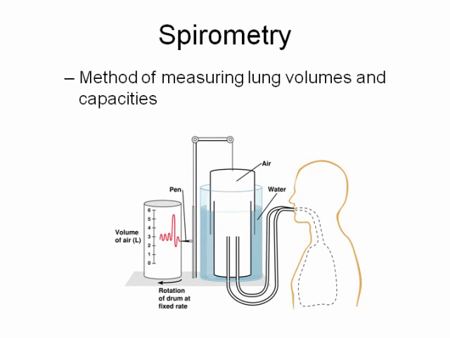And the upper bell is suspended by this string on a pulley, which is attached to a pen. So as it moves up and down, the pen moves up and down. And of course, this bell moves up and down as lung volume increases and decreases during breathing. So what we see here is a pen tracing showing changes in lung volume as an individual breathes.